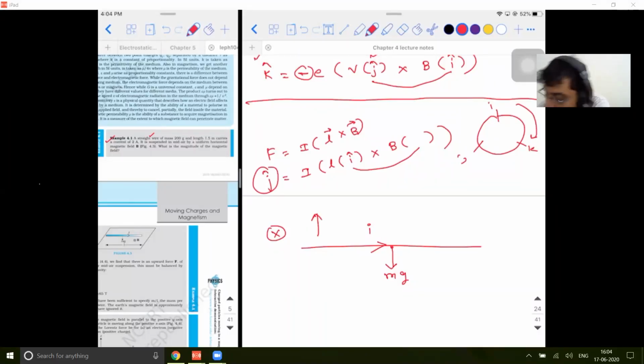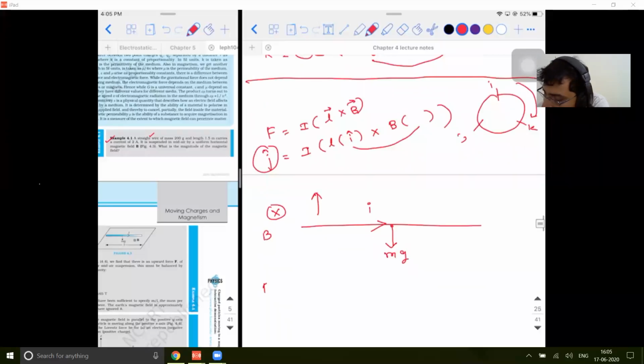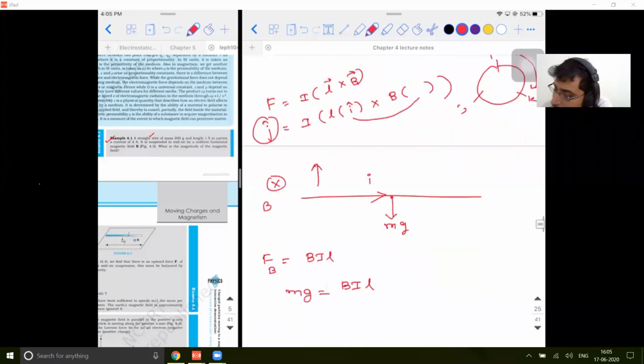Okay, so if you read the question, there is nowhere it is mentioned that the magnetic field is into the plane, but we have to do the analysis. I hope it is clear. Force experienced is equal to B into I into L. Which force is this? This is a magnetic force. So if mg is balanced by B into I into L, what are they asking? What is the magnitude of the field? So B will be equal to mg divided by I into L. This is the answer.